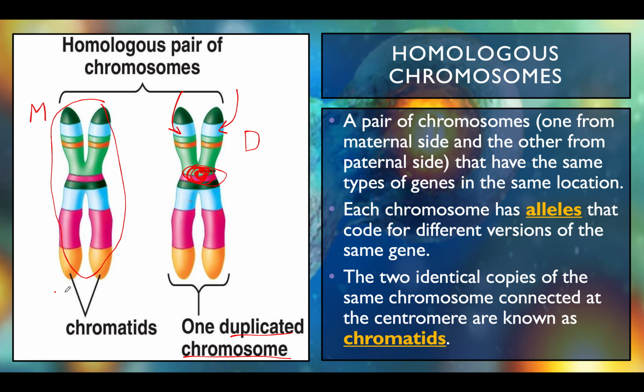Again, both of these, when you look at them together, they are a homologous pair of chromosomes. Homologous. That does not mean that they are exactly the same. It means that they have the same genes, but it does not mean that they are exactly the same because they can have different alleles. Okay?